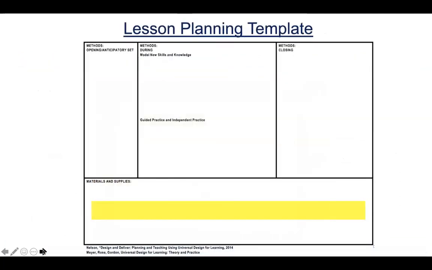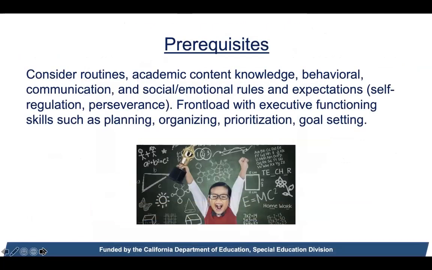And the materials portion comes last in the process because now we understand what the lesson will entail and what the students will need. Now, we've been through the entire curriculum design process. We know where we want students to be at the end of the lesson. Now we're going to look at those prerequisites that we referenced earlier. So consider the routines, academic content knowledge, behavioral, communication, and social emotional rules and expectations, self-regulation, perseverance. Front load with executive functioning skills such as planning, organizing, prioritization, and goal setting.